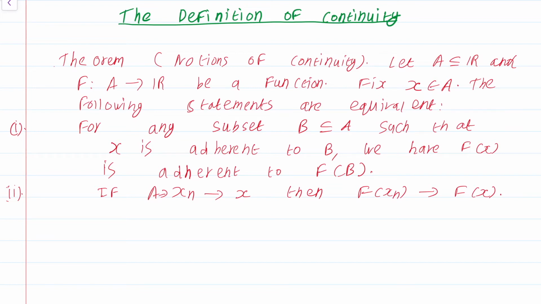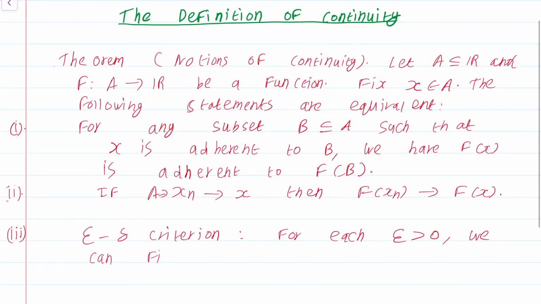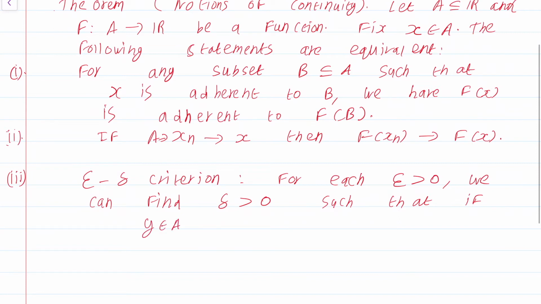Okay? And the third one, which is called the epsilon delta criterion, which is the reason for nightmares for thousands and thousands of math undergrad students throughout the world. Let me state this precisely. The epsilon delta criterion is as follows. For each epsilon greater than 0, we can find delta greater than 0 such that if y is in A and mod y minus x is less than delta, then mod f of x minus f of y is less than epsilon.